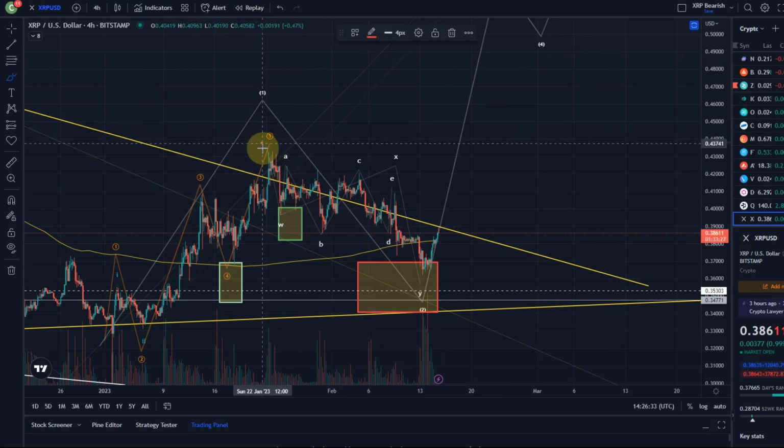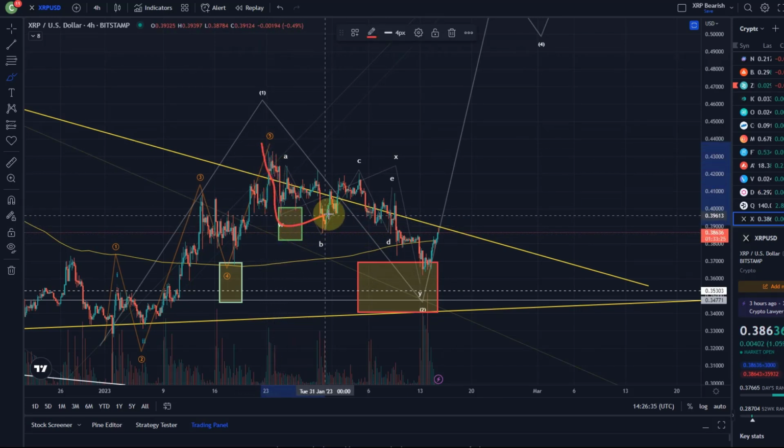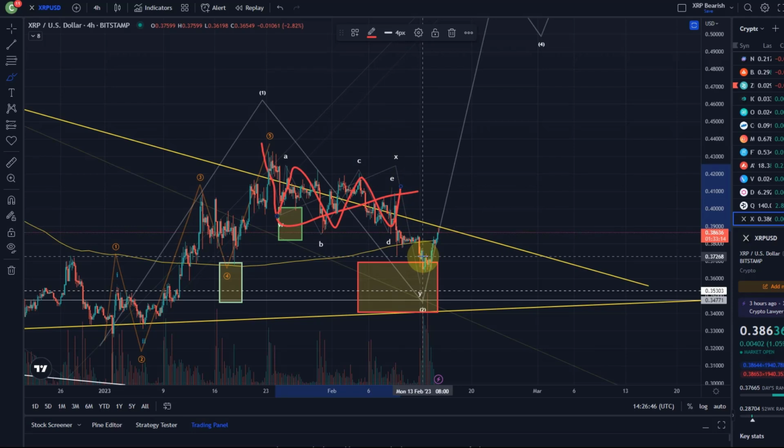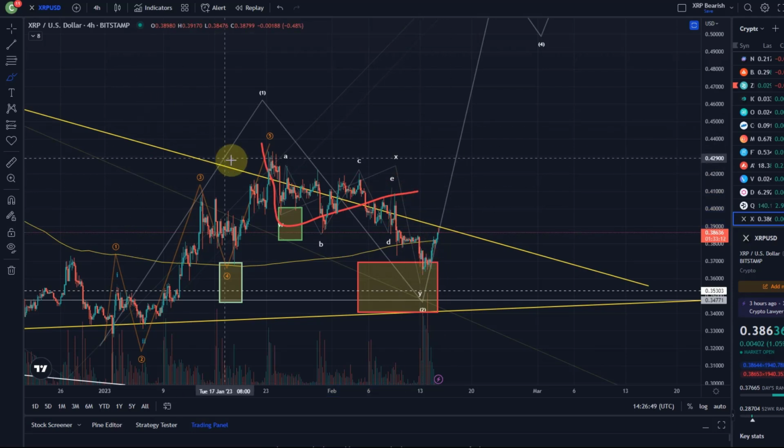So it came down in this wave W, moved sideways in an X wave in a triangle formation. A wave X can be a triangle. I did highlight that in the last video, A B C D E.